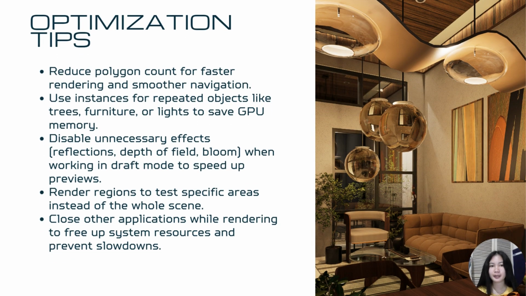Next are the optimization tips when using D5 Render. First, reduce polygon count for faster rendering and smoother navigation. Second is use instances for repeated objects to save memory. Turn off extra effects in draft mode to speed up previews. Render only specific regions when testing. And lastly, close other applications to free system resources.